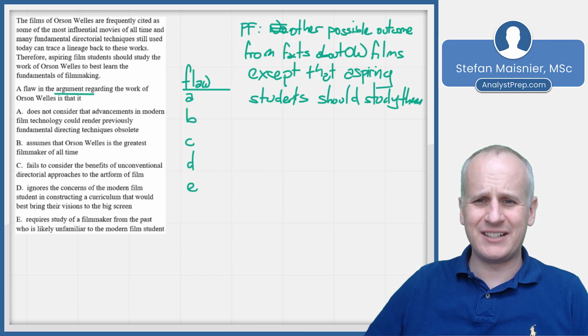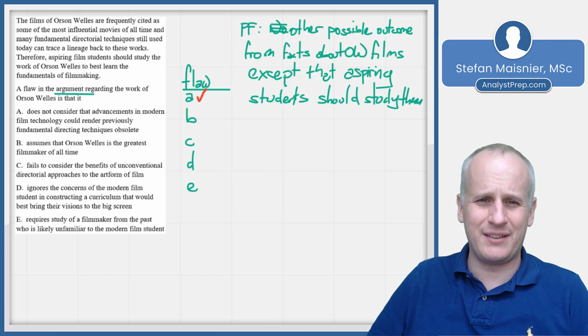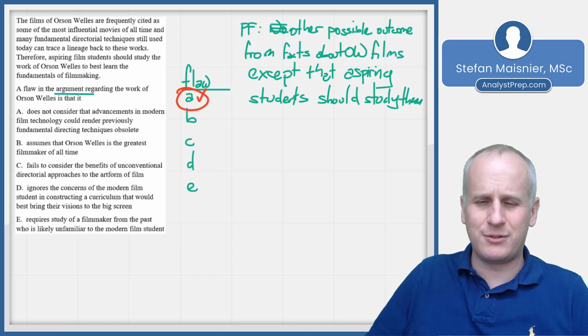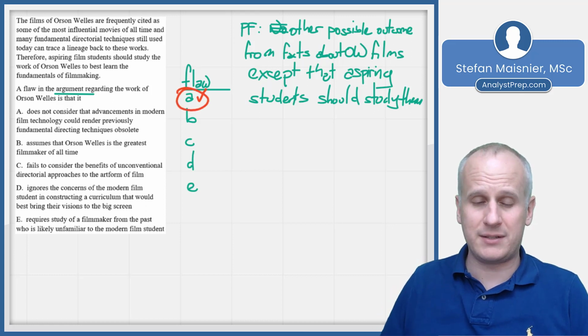Well, this is it, right? Like, that's directly it. This shows that the evidence can be interpreted another way. Orson Welles's films infer the techniques are going to be obsolete. So that matches pretty directly. You can see how quickly this can work sometimes.